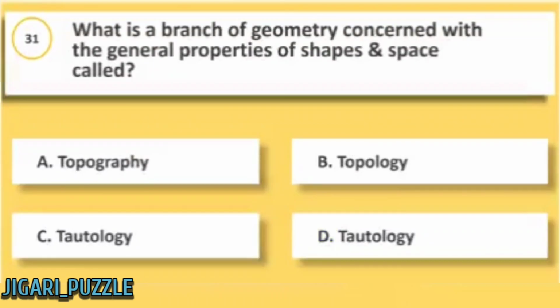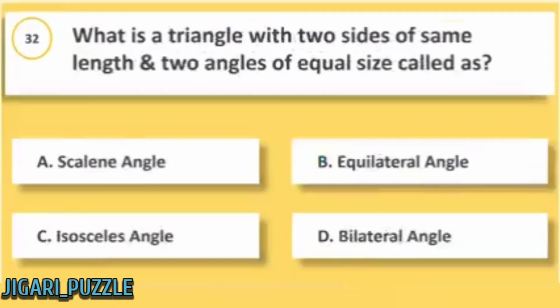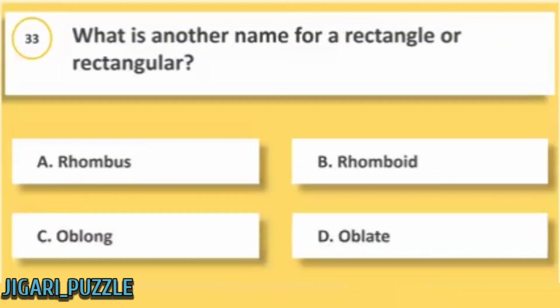What is a branch of geometry concerned with the general properties of shapes and space called? Topology. What is a triangle with two sides of the same length and two angles of equal size called? Isosceles triangle. What is another name for a rectangle or rectangular? Oblong.